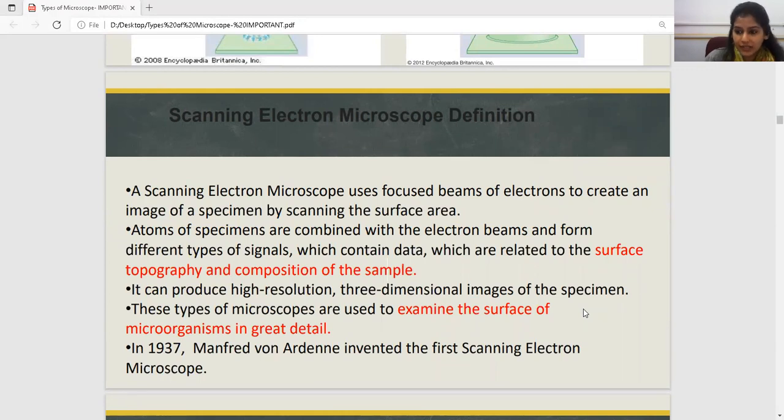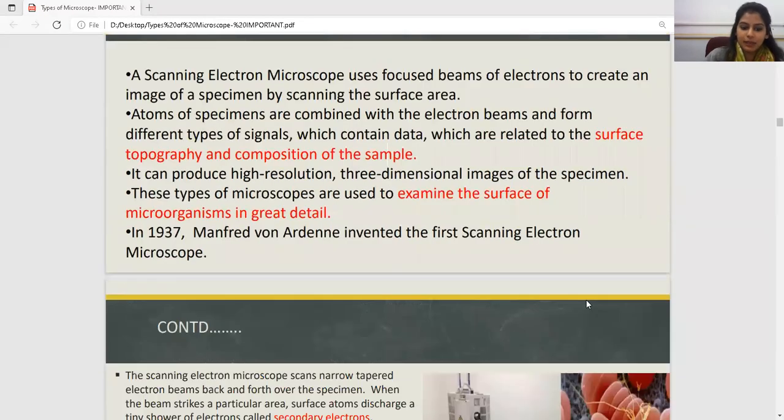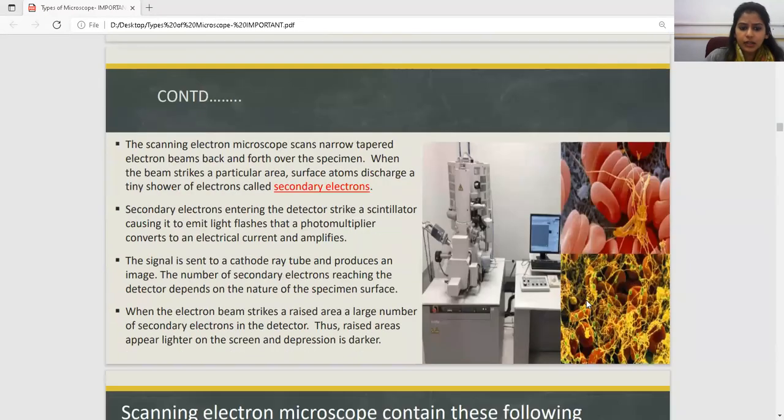In case of a study of any sort of external topography, external structure, external composition, or external chemical bonding, the scanning electron microscope is extensively used, because it is highly capable of studying the external topography of the specimen or the composition of the specimen. Here, to speak a little bit about its principle.